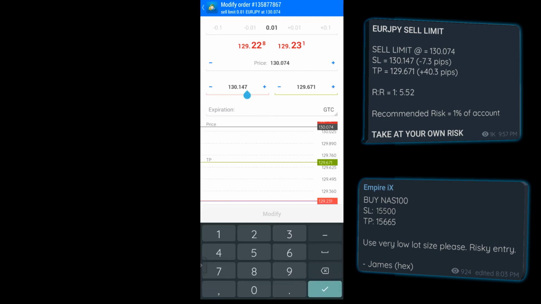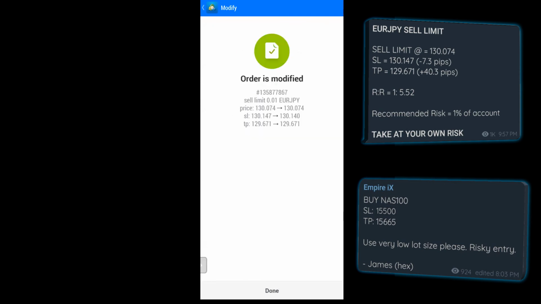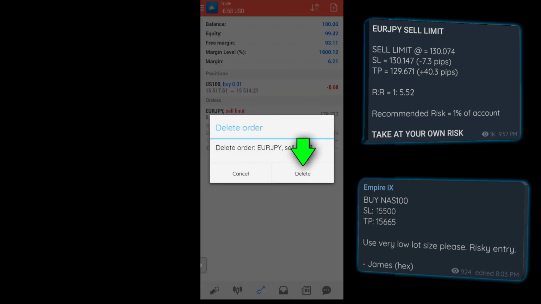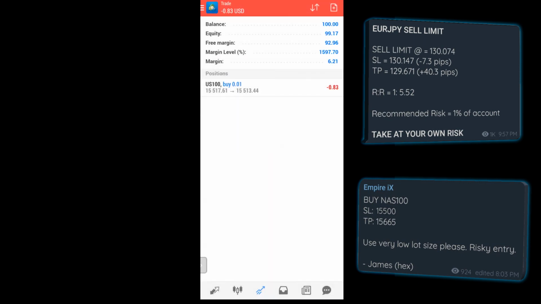Let's say I want to change my stop loss to 130.140. We click modify. It says order is modified. We go back to this page, and perfect, now we can see that our stop loss has been changed. If we want to delete the order, we click the check mark with the circle around it, and click delete. So now that order has been deleted.